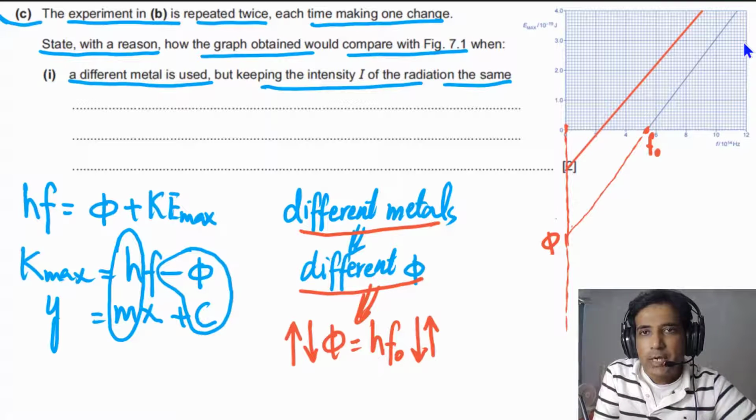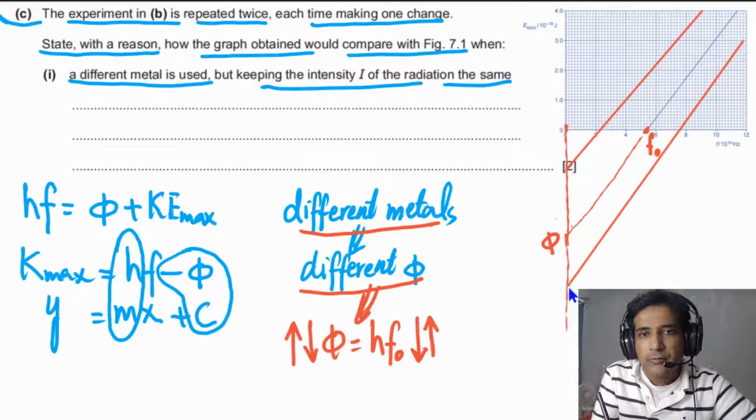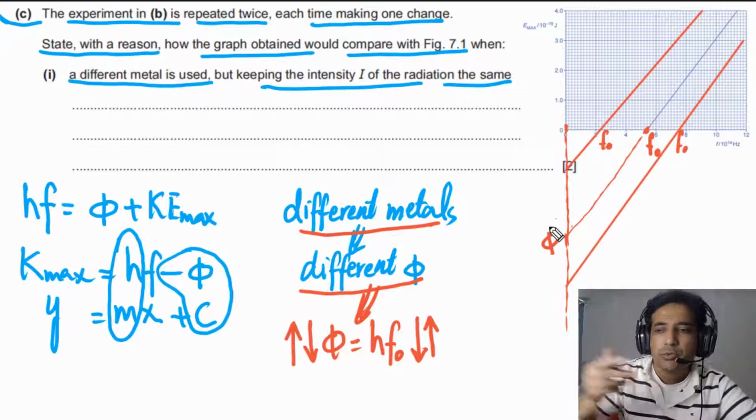We can also draw another line for a metal that has higher work function. So it also has higher threshold frequency. So this is the threshold frequency. This one is the threshold frequency. So these 2 points we need to understand.